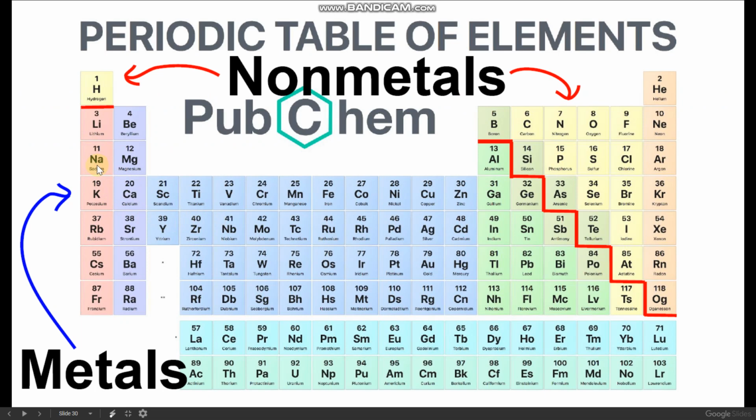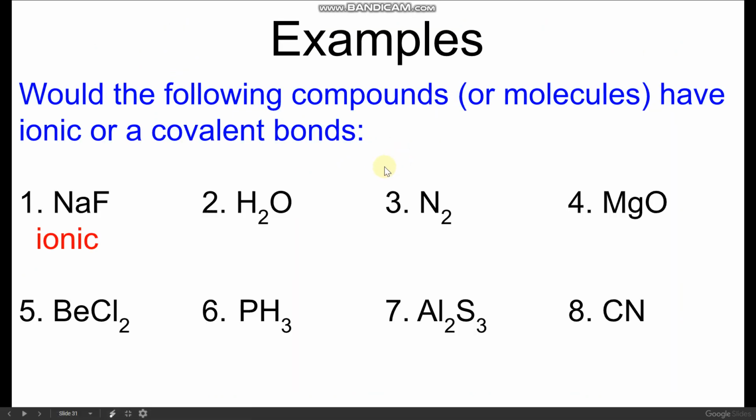So sodium is right here. This is clearly on the metal side. So we have one metal. Fluorine is here. This is clearly on the nonmetal side. So we have one metal and one nonmetal. Metal and nonmetal, that forms an ionic bond. So whenever you have one metal and one nonmetal, it'll always be ionic. Okay, let's do the next example.